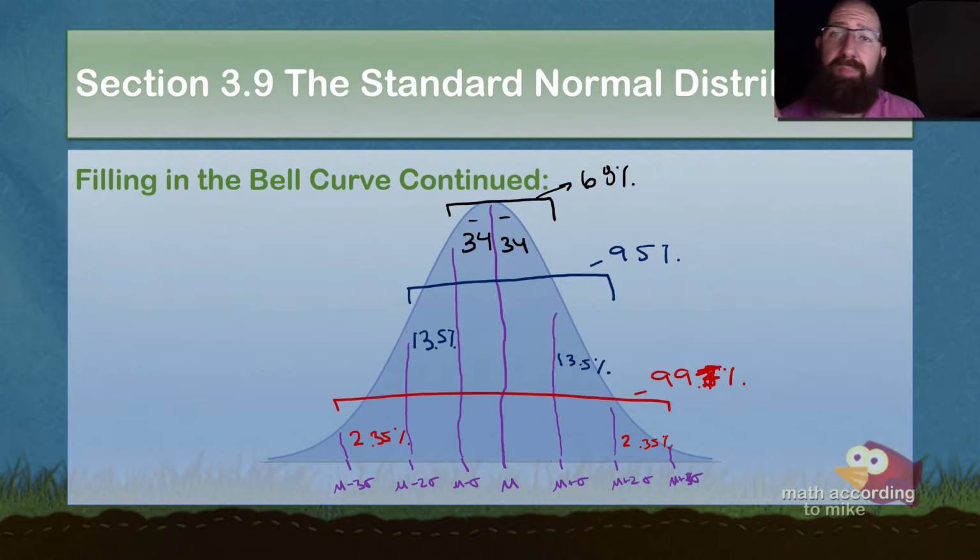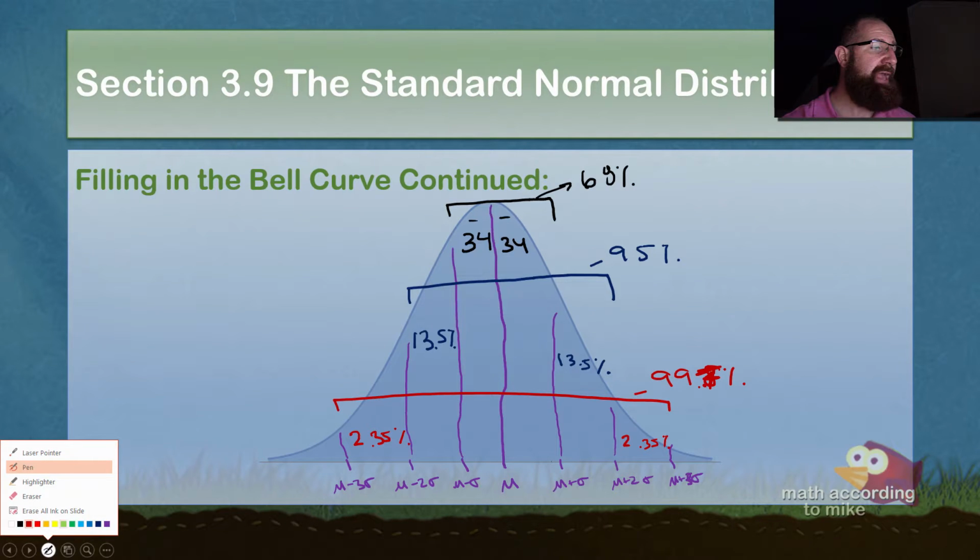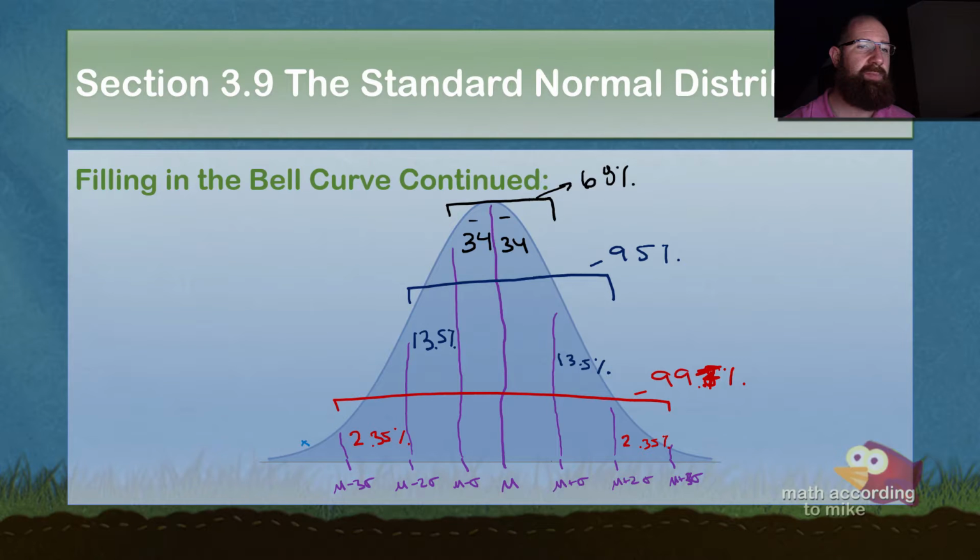Okay. But what we started with was that all the sections need to add up to 100%. We have 99.7% accounted for, which means we're missing 0.3%. So the two outermost sections, this one and this one, need to add up to 0.3%, which means that individually they are 0.15%.